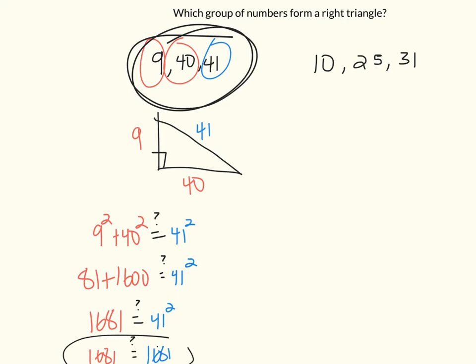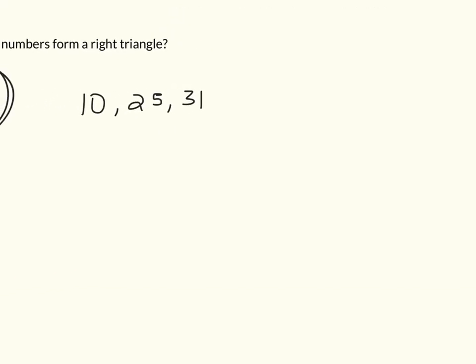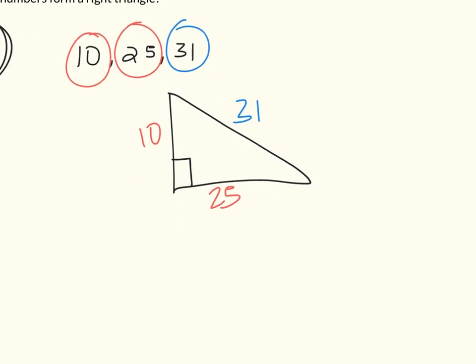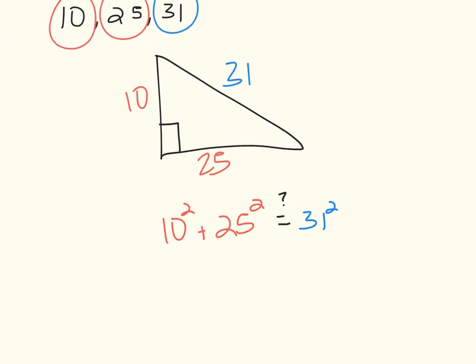We might as well check the other group while I'm here. And so let's take a look. I form my right triangle. My smallest two sides are my legs, 10 and 25. My biggest side is the hypotenuse. The Pythagorean theorem says that the area of the squares formed from the small sides should equal the area of the square formed from the large side. So does 10 squared plus 25 squared equal 31 squared?